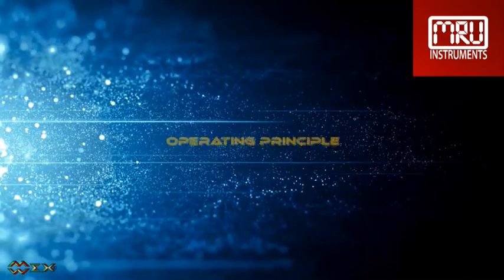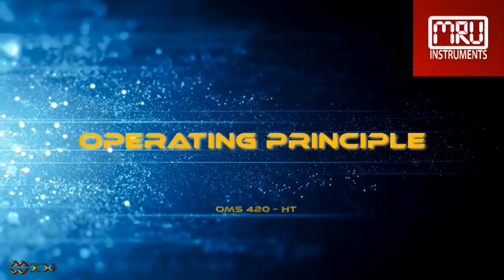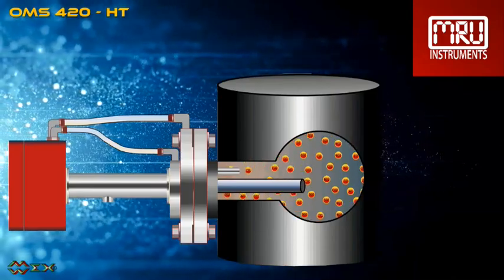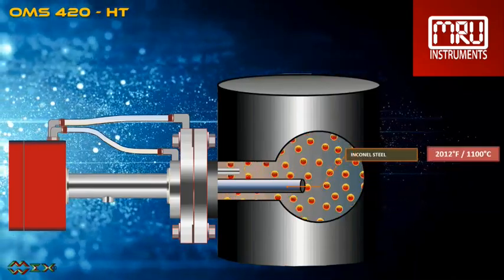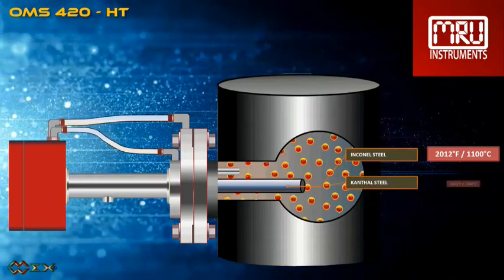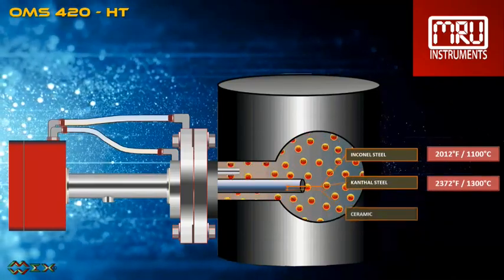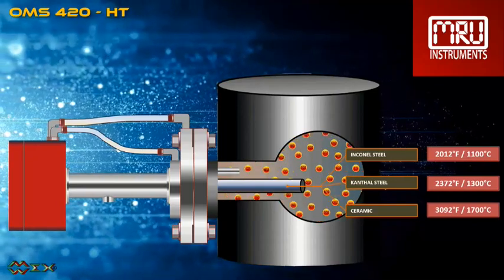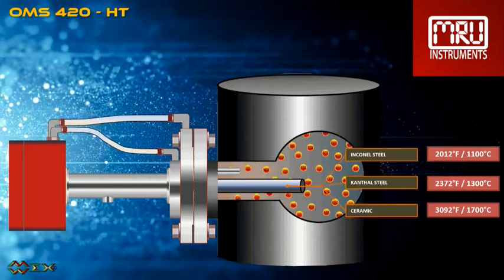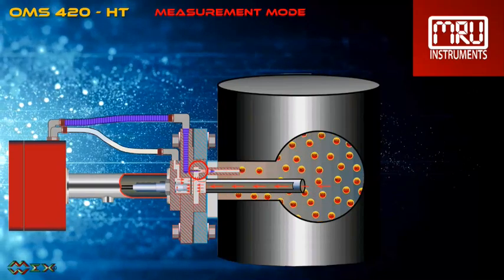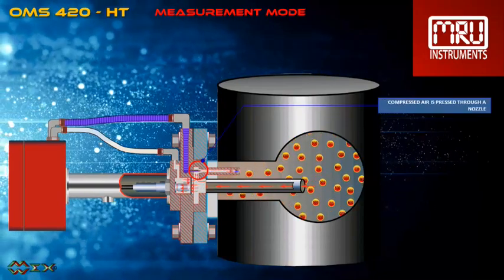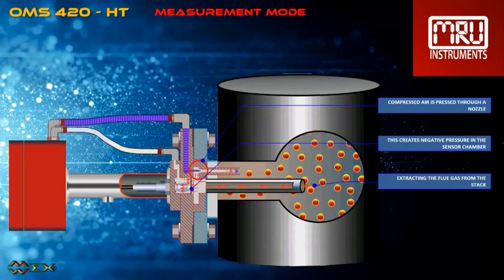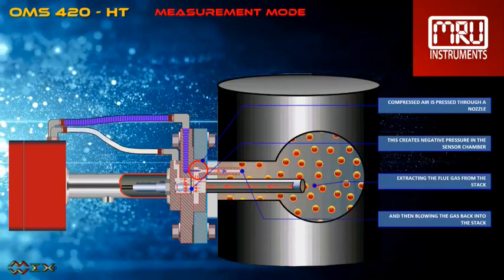Now, let's have a look at the operation principle of the OMS HT. But first, the high temperature probe can have a probe tube out of Incanel steel for temperatures up to 1100 degrees Celsius, Kanthal steel for temperatures up to 1300 degrees Celsius, or ceramic for temperatures up to 1700 degrees Celsius. Now, during measurement, compressed air is pressed through a nozzle. This creates negative pressure in the sensor chamber, extracting the flue gas from the stack, and then blowing the gas back into the stack.